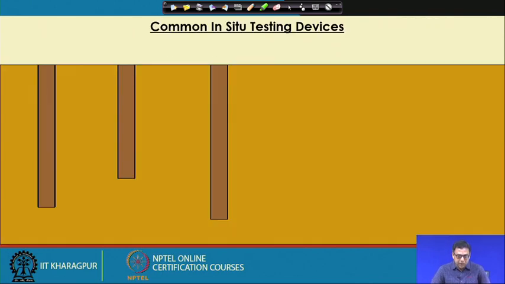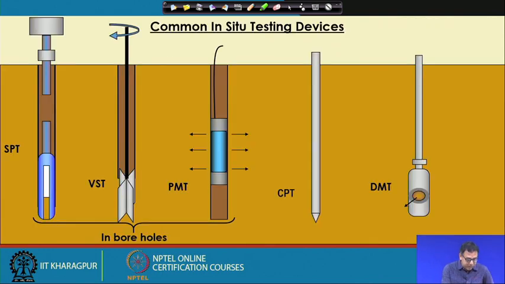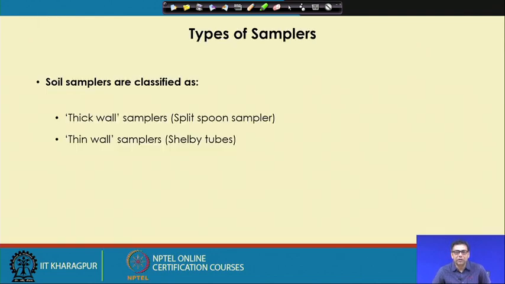Now, in these tests, the SPT or standard penetration test, the vane shear test and the pressure meter test, boreholes are required and the instrument is inserted into the borehole. In the CPT cone penetration test and the DMT dilatometer test, it is pushed into the soil; in CPT also the cone is driven into the soil, but a borehole is not required. So, these are the common in situ tests that we conduct to determine the soil properties.